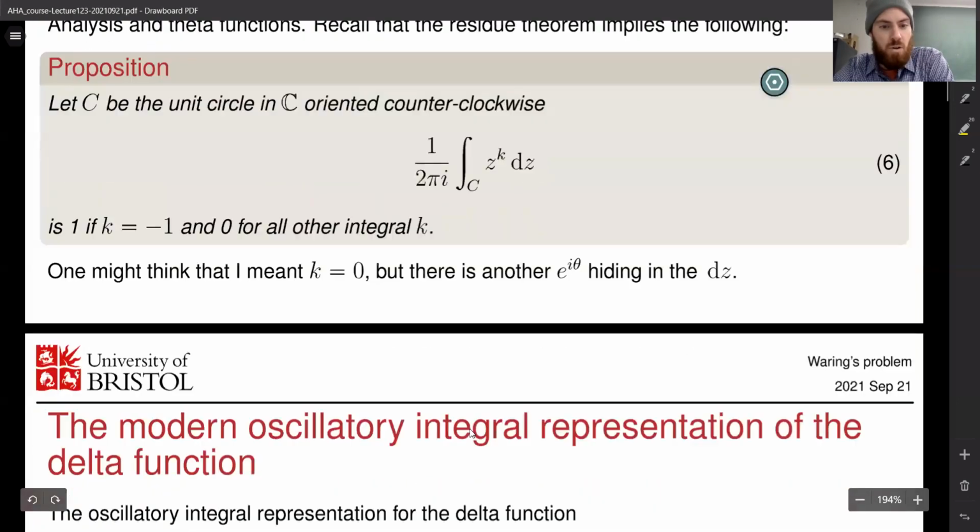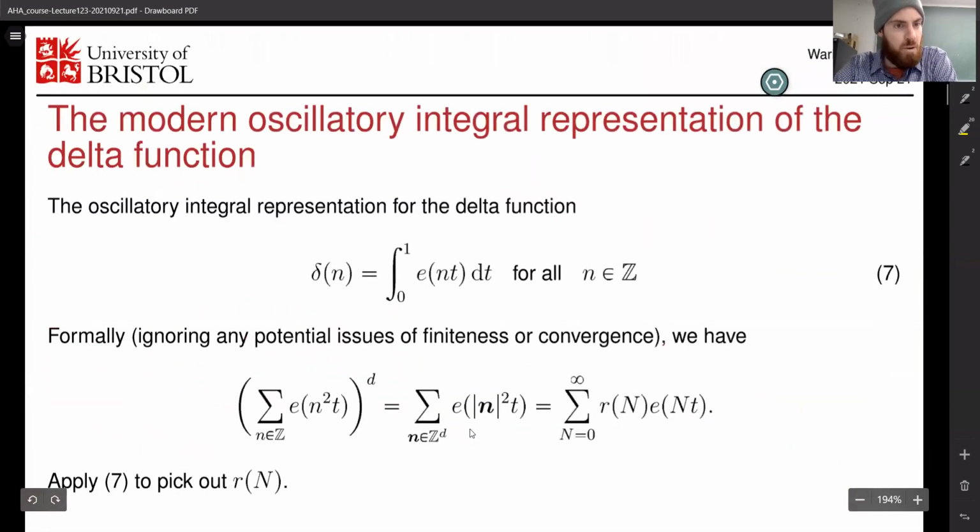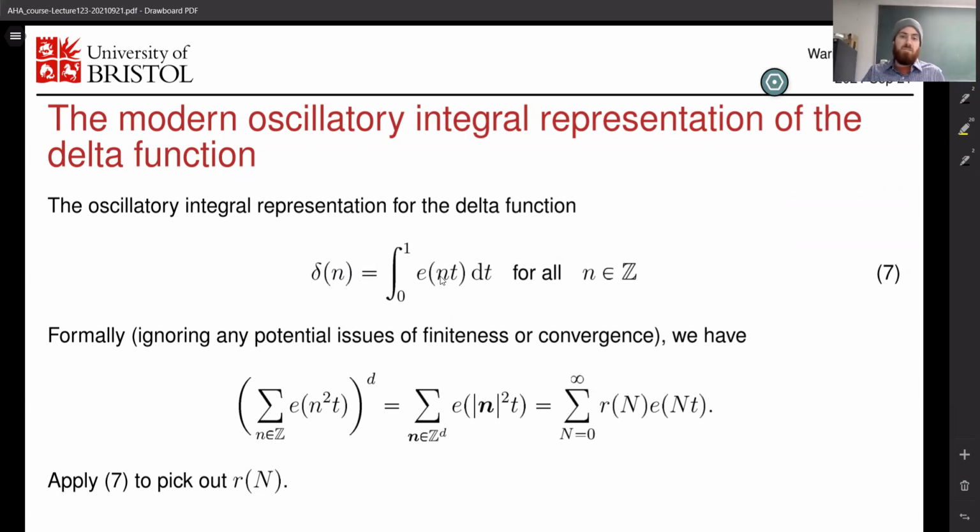Okay, so the more modern point of view that we're taking is actually this oscillatory integral representation, where, if you remember, this e of nt means it's e to the minus 2 pi i times nt. So this delta function is just, this integral is always 1 when n is 0, and it's 0 whenever n is non-zero. Okay, so it's very good for picking out the origin inside the integers.